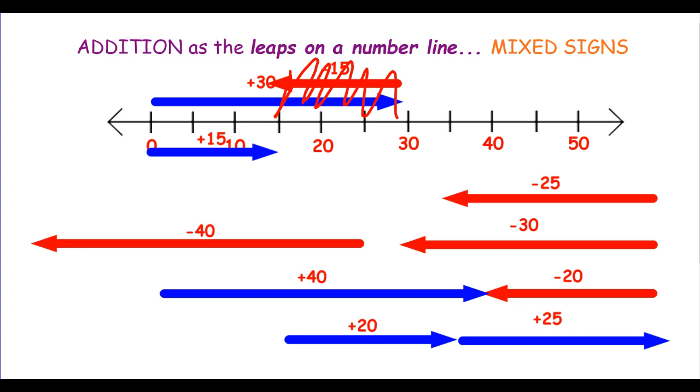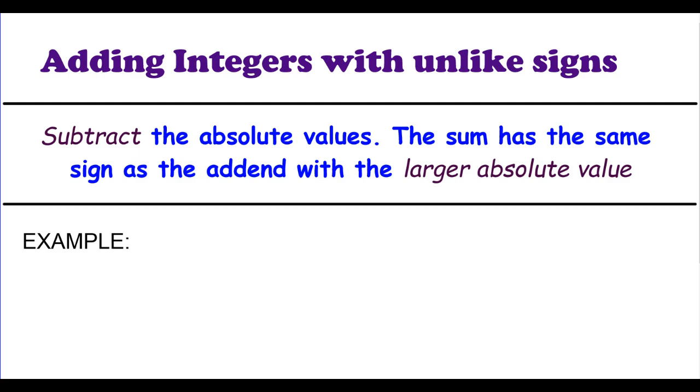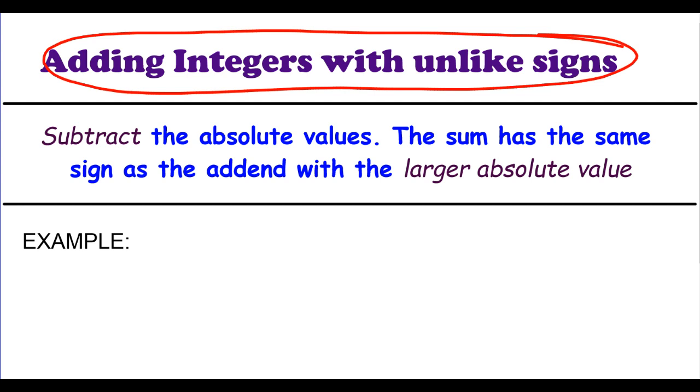And so that's our rule for adding numbers with mixed signs. If the two addends that we have don't have like signs, that is, they're unlike, pause the video and write down this definition. We subtract the absolute values, and then the sum has the sign of the addend with the larger absolute value, the one that we're taking more steps on. So again, pause the video, write this down, and come back when you're ready.